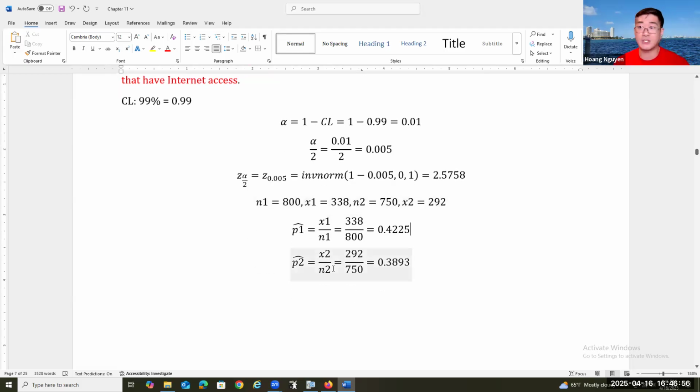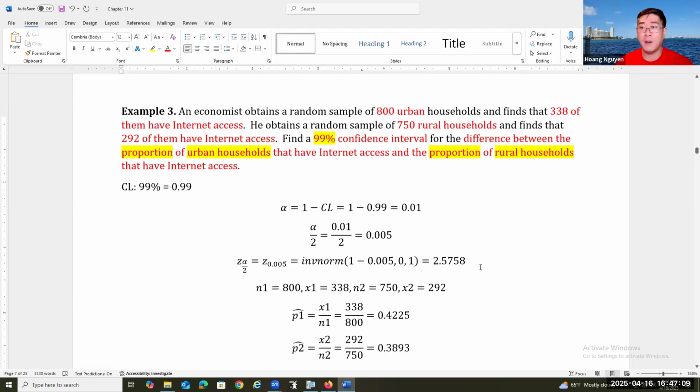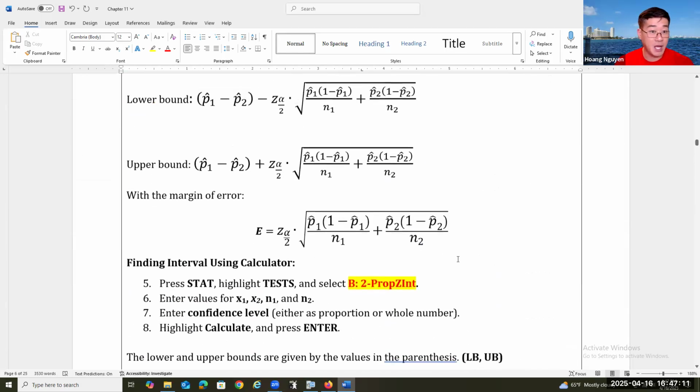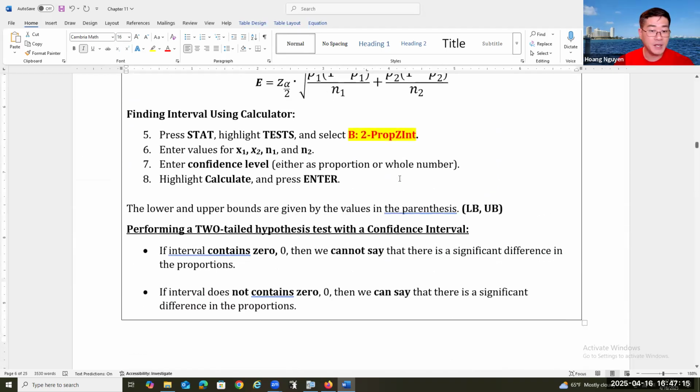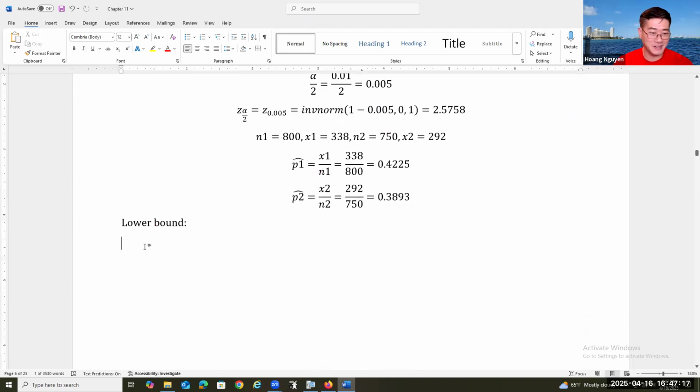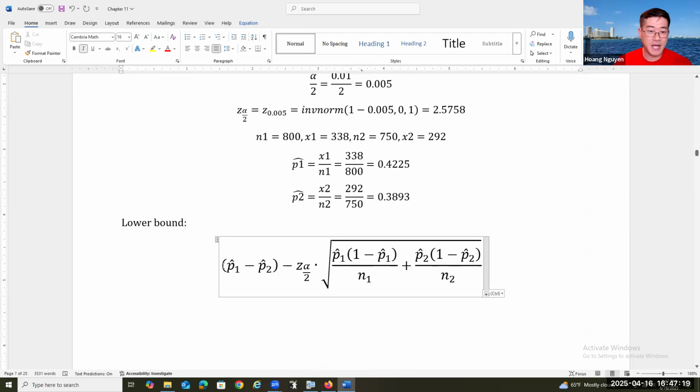So now we just plug into the formula to calculate P1 hat and then P2 hat. Now, after we got the P1 hat, P2 hat, N1 and N2, now we are ready for the calculation of the lower bound. Okay, let me copy the formulas. This might be a lengthy one, right? Okay. So this is the calculation of the lower bound.